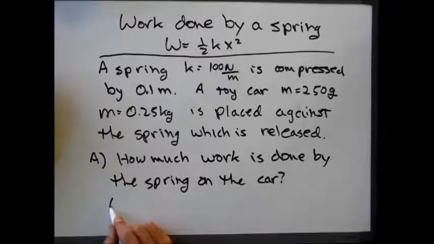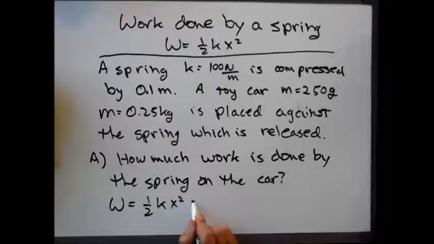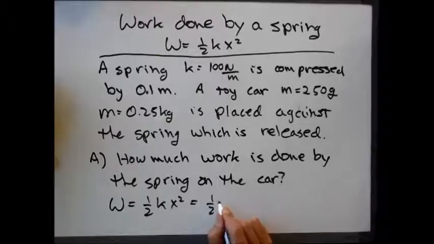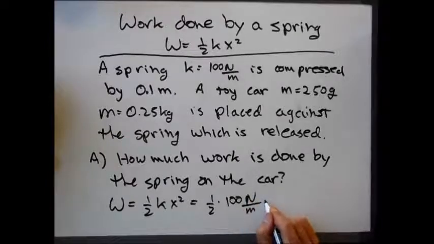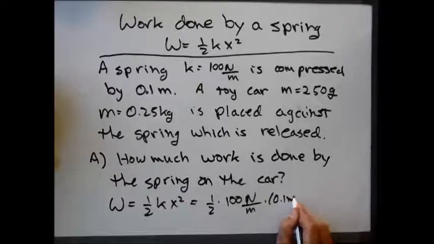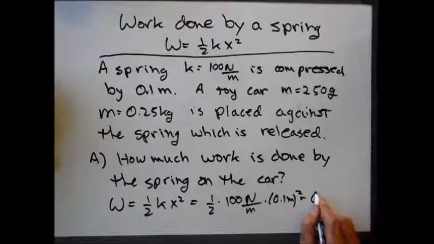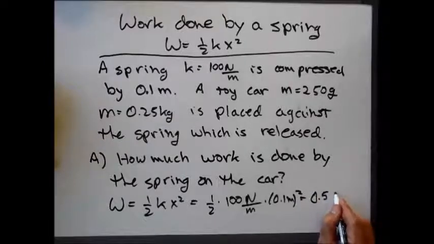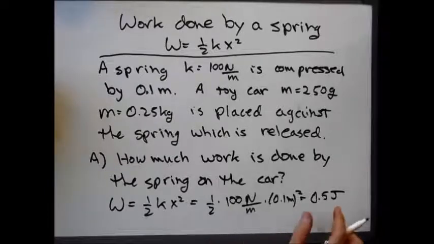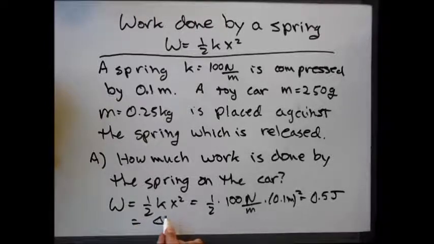the car? And we just get, well, the work done is 1/2 kx squared, or 1/2 times 100 newtons per meter times 0.1 meters squared, and this comes out to 0.5 joules. So that's the work done by the spring. And so this, if you remember our work kinetic energy theorem, is equal to the change in kinetic energy of the car.